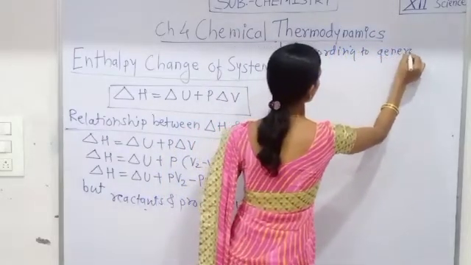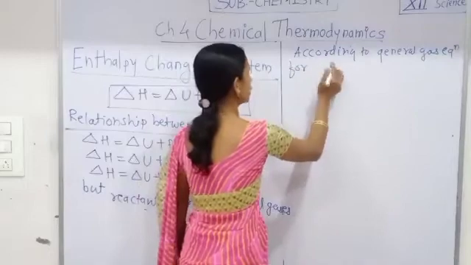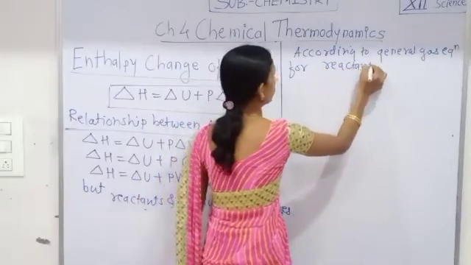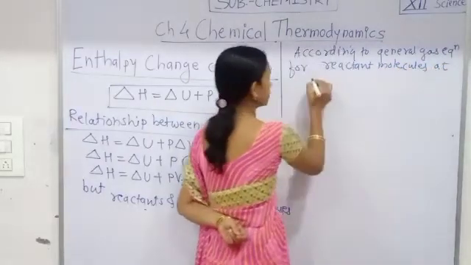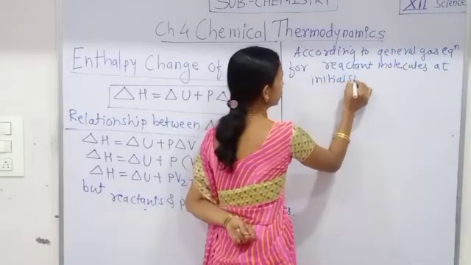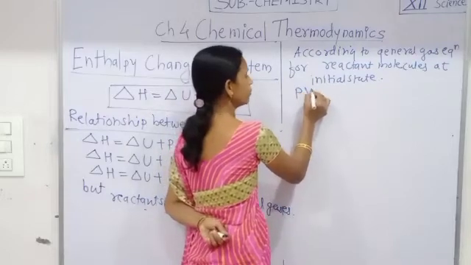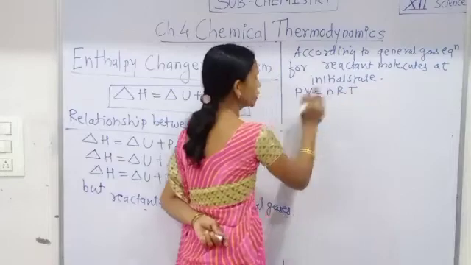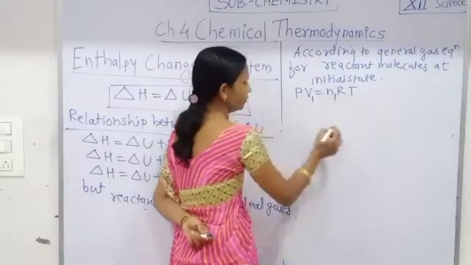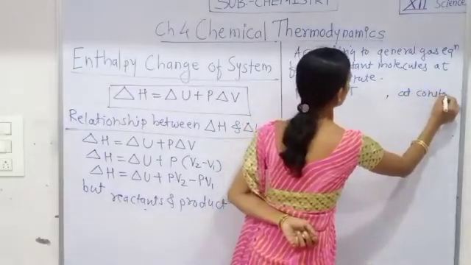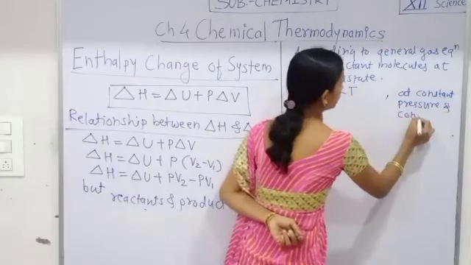the general gas equation, for reactant molecules when the system is at initial state, we get the equation PV is equal to nRT, which is converted into PV1 is equal to N1RT at constant pressure and constant temperature.